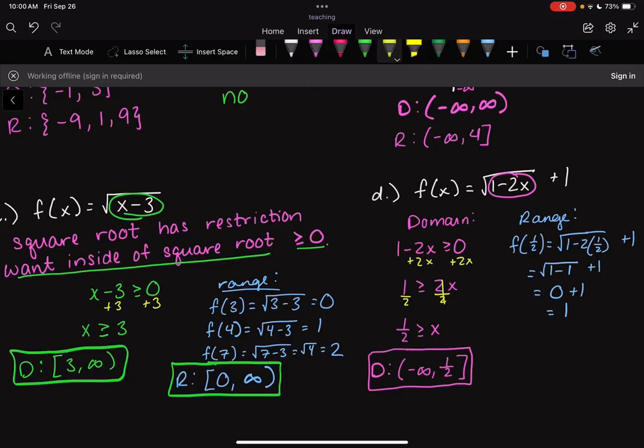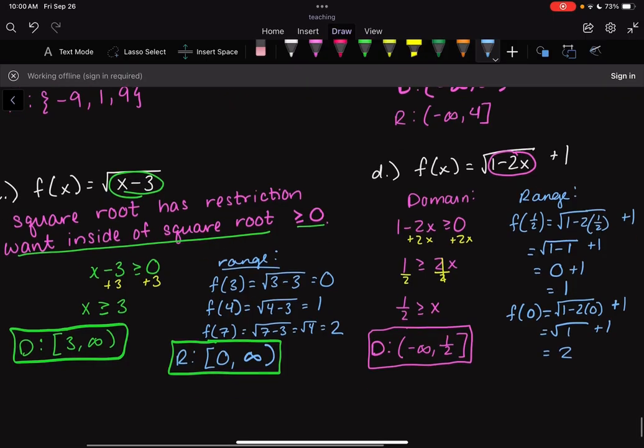So you can ask yourself, do I want to plug in numbers that are smaller than 1/2 or bigger than 1/2? If you plug in stuff that's bigger than 1/2, you're going to start getting imaginary solutions, so it's not going to be helpful. You want to make sure you stick to your domain. So I'm supposed to plug in stuff less than 1/2. So let's just say 0. So I get square root of 1 minus 2 times 0. Then I'll add 1. So this gives me 1 plus 1. So that's going to give me 2.